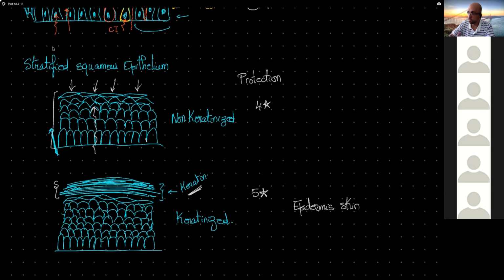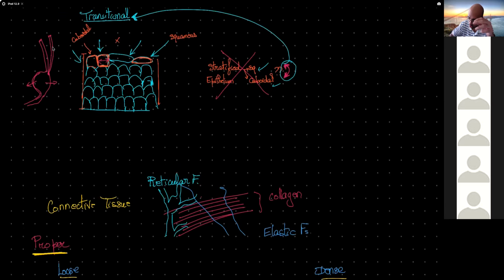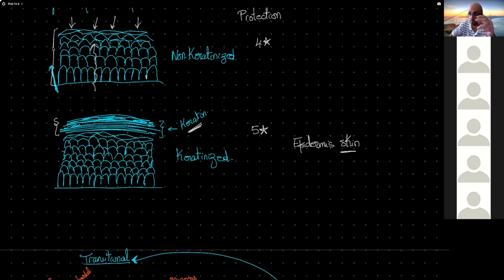How about this one? I have high protection, many cell layers, but the top cells are still living. They didn't die to form the keratin layer. So it's non-keratinized. So I need high protection, but not the maximum protection. So it's not like the skin. It's exposed to the outside, but not all the time, unlike the skin, which is always exposed to the outside.